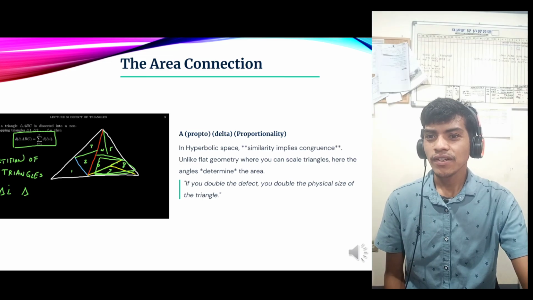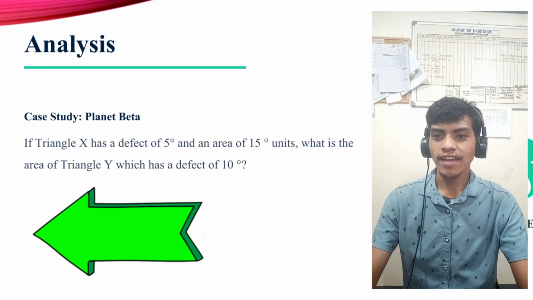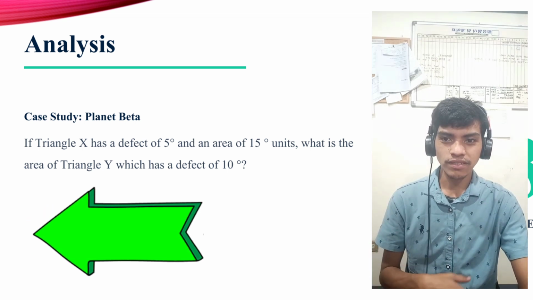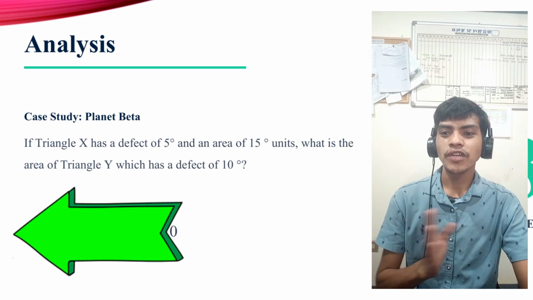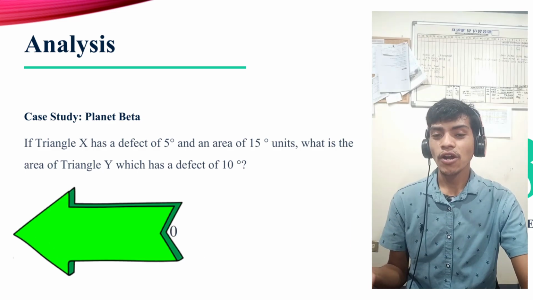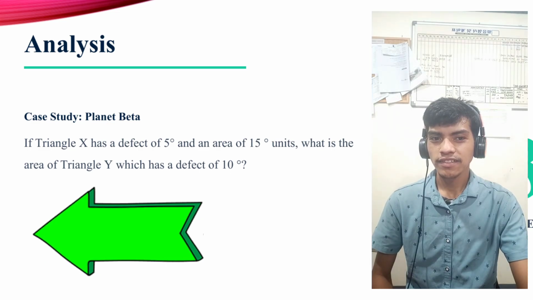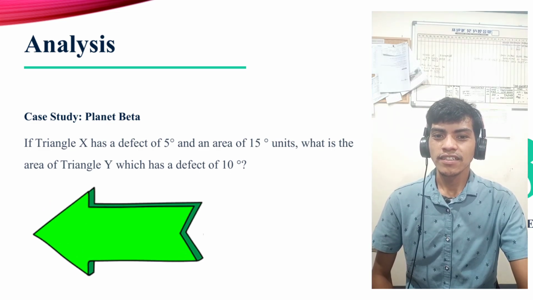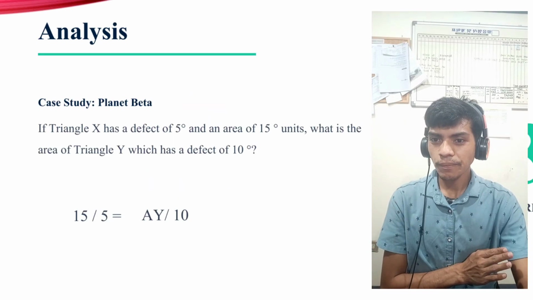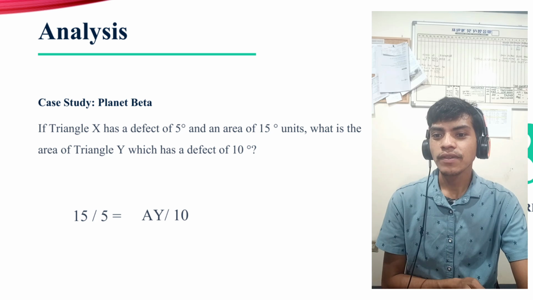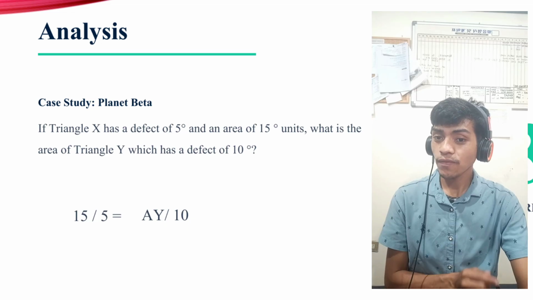Okay, so here's the case study. You are on the planet Beta. If triangle X has a defect of 5 degrees and an area of 15 degree units, what is the area of triangle Y, which has a defect of 10 degrees? Anyone can answer? Yes, it's 30 degree area units. Why? Because 15 divided by 5 equals A_Y divided by 10, which equals 30.